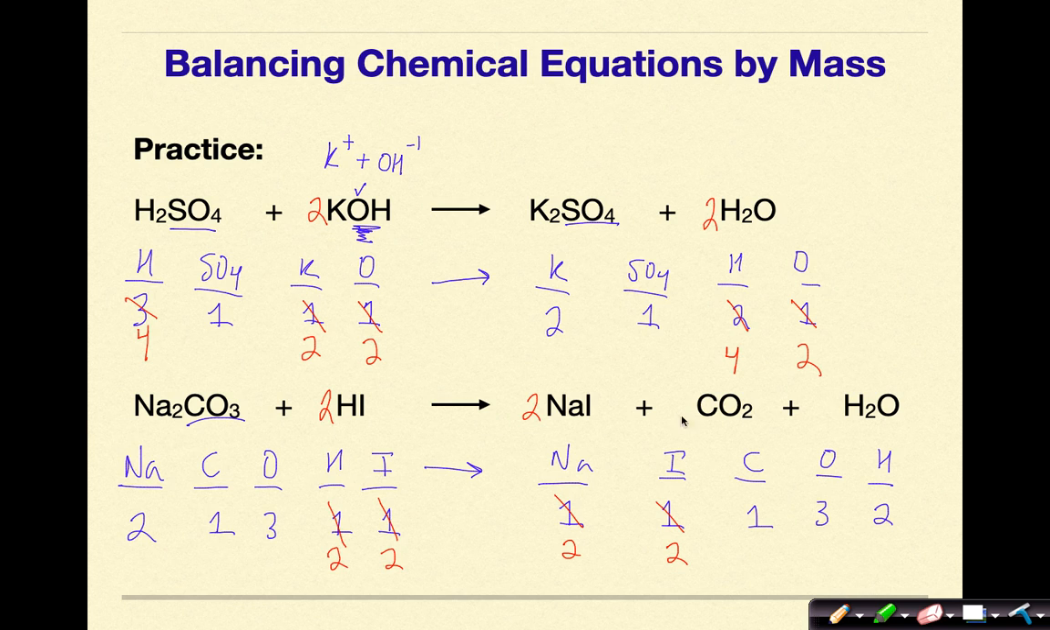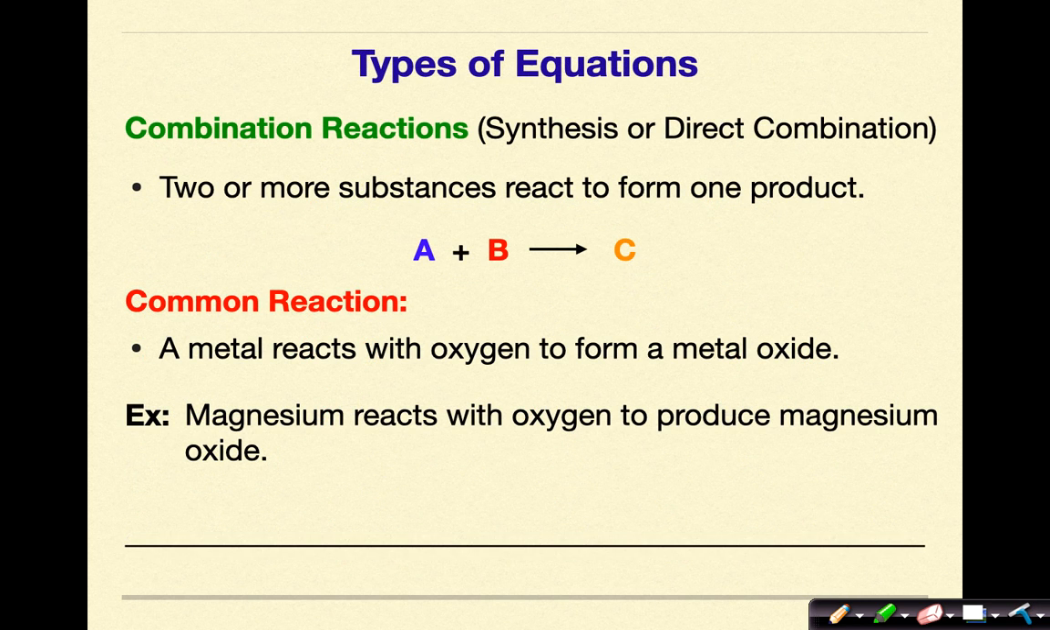1 to 2 to 2 to 1 to 1 is the lowest numbered ratio of coefficients in our now balanced chemical equation. Let's discuss types of equations. Our first type is the combination reactions, otherwise known as synthesis or direct combination. 2 or more substances react to form one product. Here's a general equation for a combination reaction. We have substances A and B chemically combining or reacting to form one product, C.